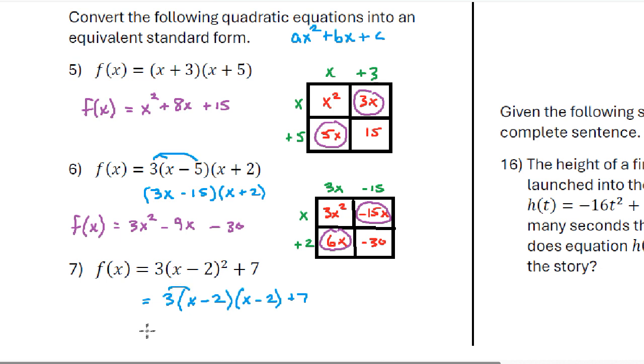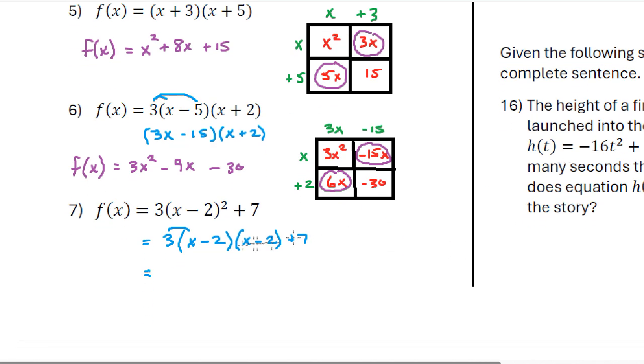So 3, again, not the only way to do this, but to me, I just like to deal with this way. You can actually do the area model for x minus 2 times x minus 2 first. But I'm going to go ahead and do this. This is 3 times x is 3x. 3 times negative 2 is negative 6. Let's make that its own binomial now. We've got x minus 2. And don't forget, class, about this plus 7 at the end.